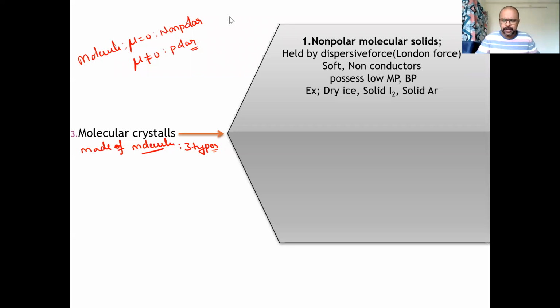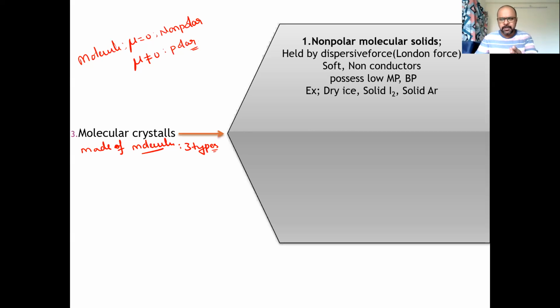Because they can't form bonds, their octet is complete. So they will not form bonds and exist as molecules. Yet solid argon or solid krypton can be considered a non-polar molecular solid because they don't have a covalent bond between the atoms. One argon in the solid state is held by another argon by dispersive forces only. There is no covalent bond.